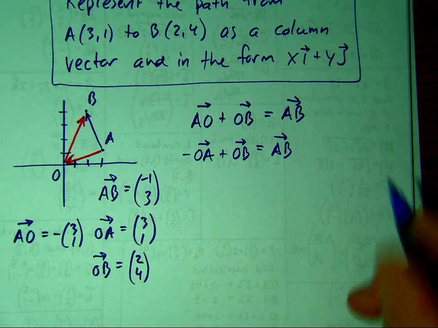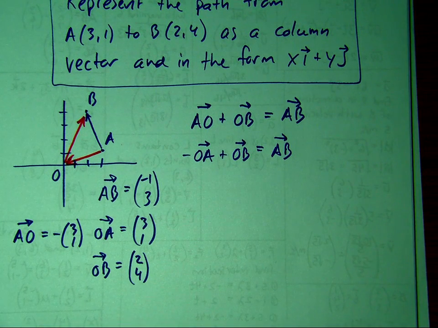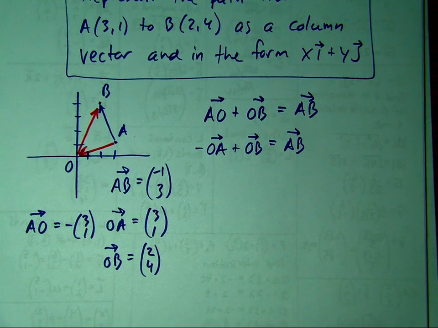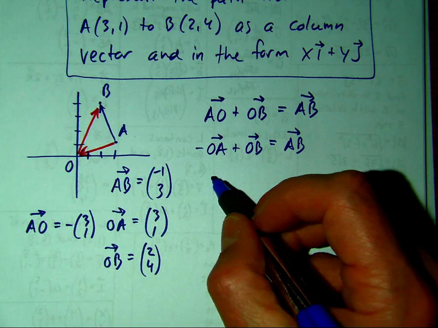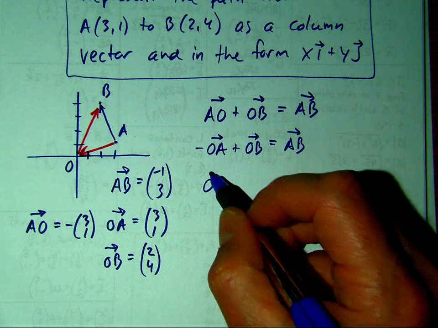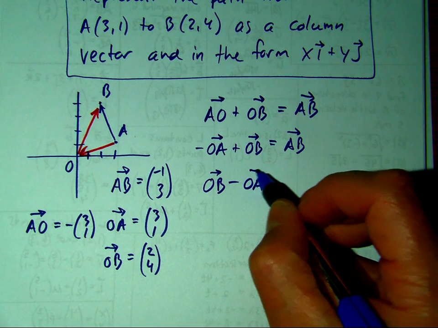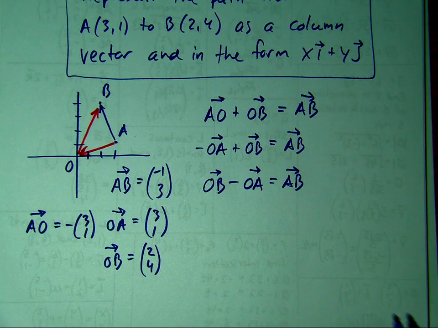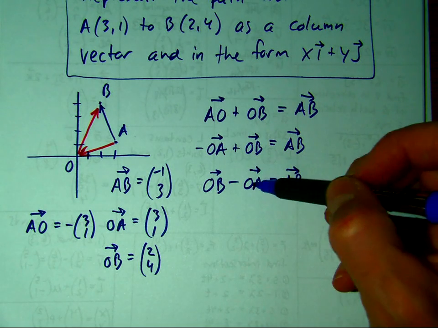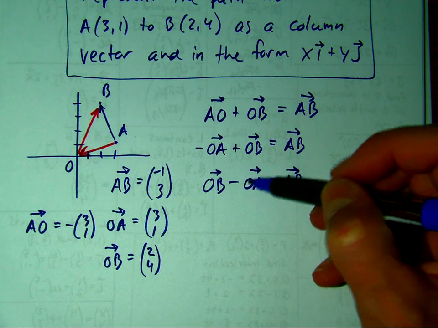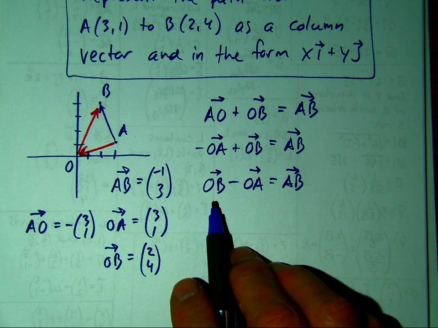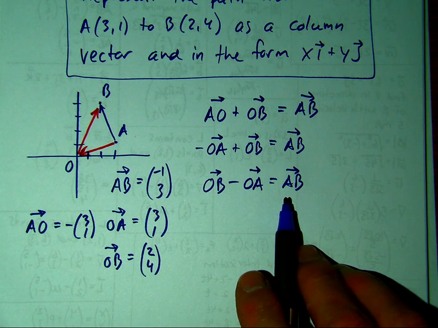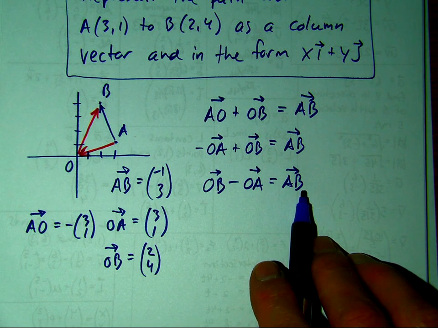And what we're getting to is a nice, simple formula, and that's why right now it's a little confusing. So we have the negative OA. Let's just switch. Let's put that over here. And now we see that to make a vector from A to B, we just have to go B minus A.